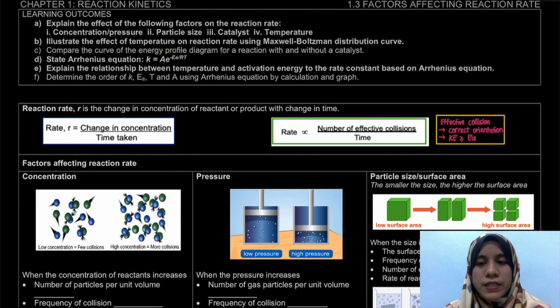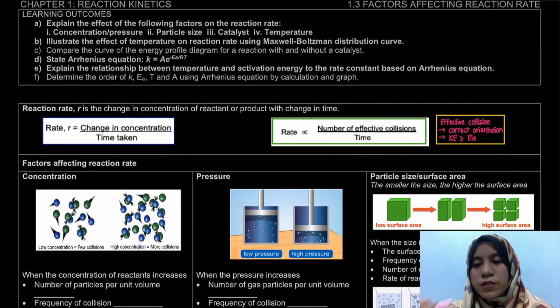So before we can discuss the factors, let's recap what a reaction rate is. Reaction rate is the change in concentration with change in time. So it can be the concentration of reactant or the concentration of product. So this is actually the formula. And then from 1.2, our collision theory, we learned that molecules must collide to react. So for the reactant to change to product, there must be a collision, but it must be an effective collision.